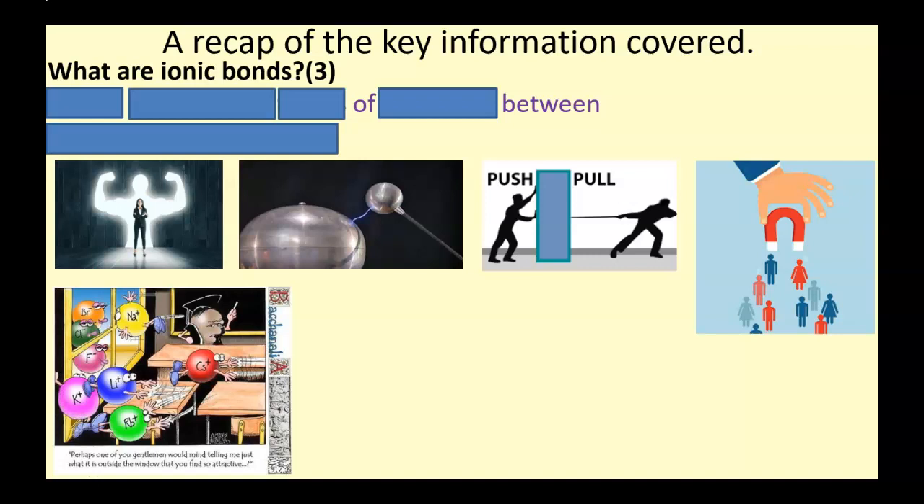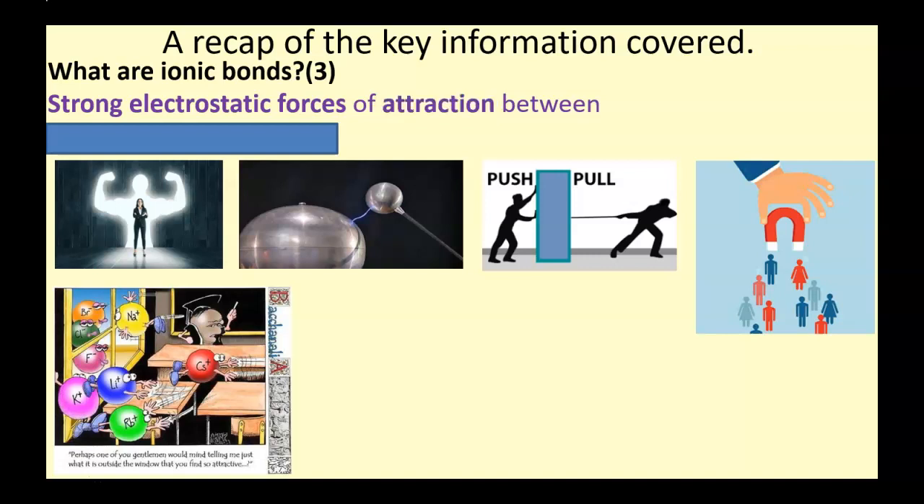What are ionic bonds? Here is a set of pictures which will hopefully guide you to the correct answer. Pause the video, then push play. The first picture is representing strength, or someone being strong. Here is charge moving, so electro to do with electricity, and static, so electrostatic. Push and pull are examples of forces. Magnets attract things. Obviously they could repel things, so hopefully you've got an idea that it's attraction. And what's it between? It's between oppositely charged ions.